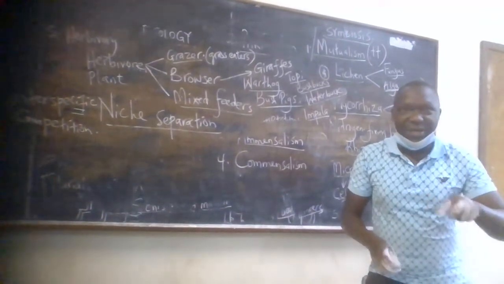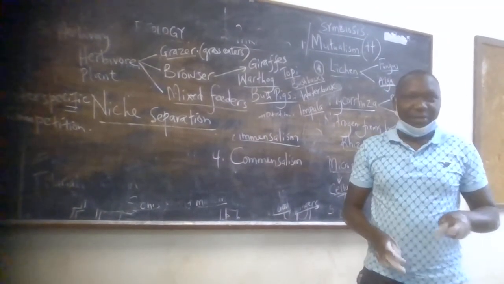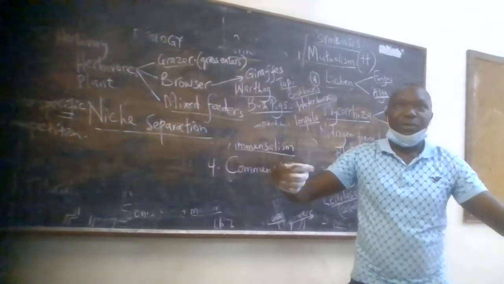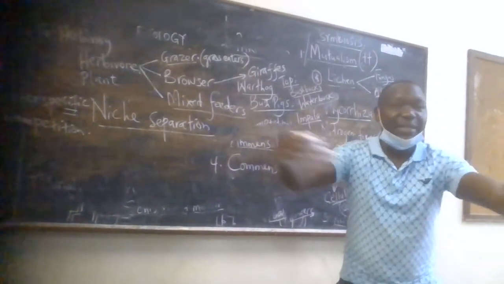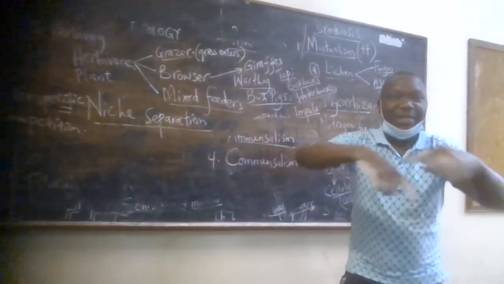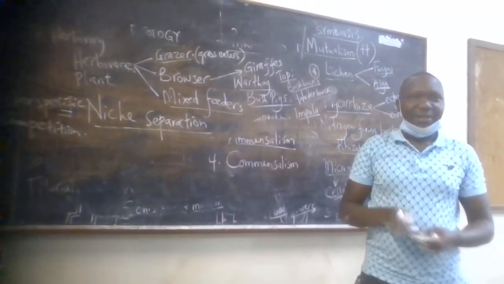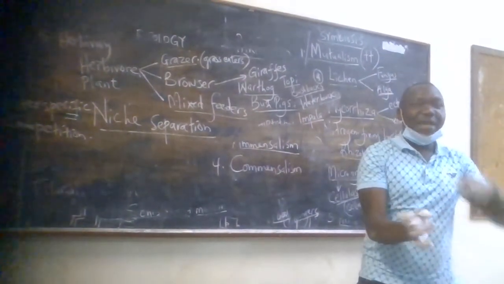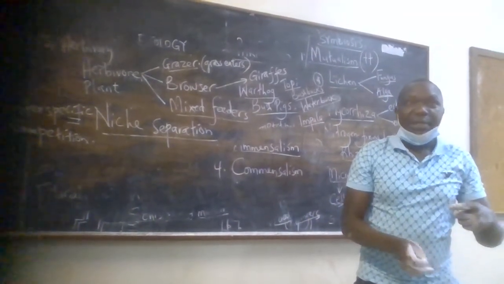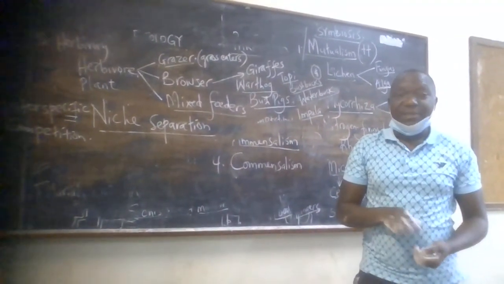In order to avoid or to minimize interspecific competition and to survive, to live in the same habitat. They enjoy the same habitat with the same habitat resources, but they don't eat the same foods. Some eat grasses, others will eat plant foliage, plant leaves, others will select food depending on the season. Depending on what? On the season.